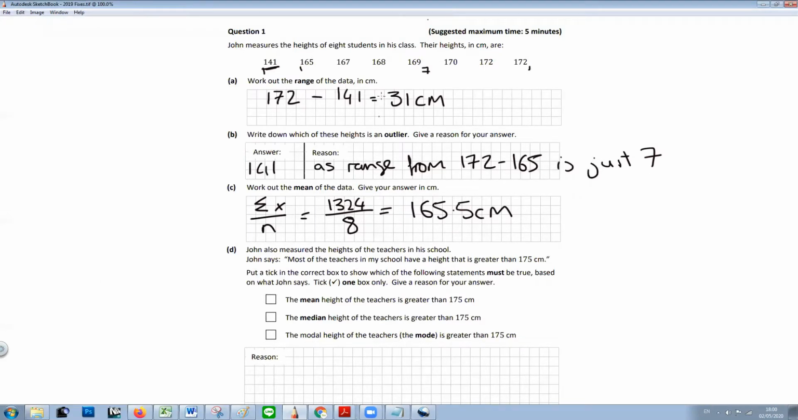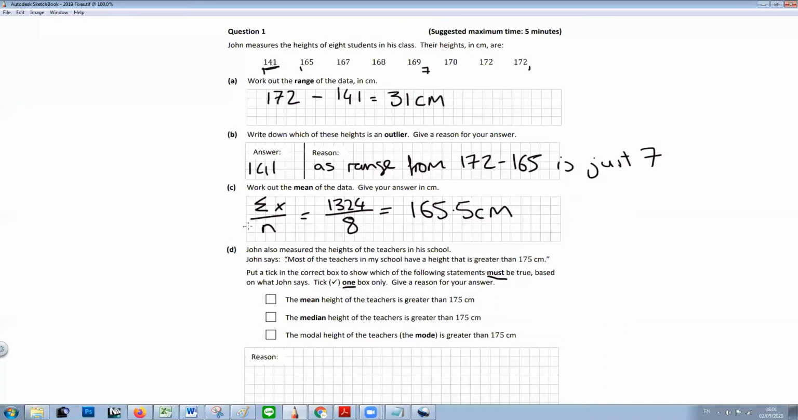The next thing we're told: John also measured the height of the teachers in his school. John says, most of the teachers in my school have a height that is greater than 175 centimeters. Put a tick in the correct box to show which of the following statements must be true. We're looking for the one that's true based on what John says. Tick one box only, and give a reason for your answer. I'm going to go through these individually, and by process of elimination come to the answer. The mean height of the teachers is greater than 175.